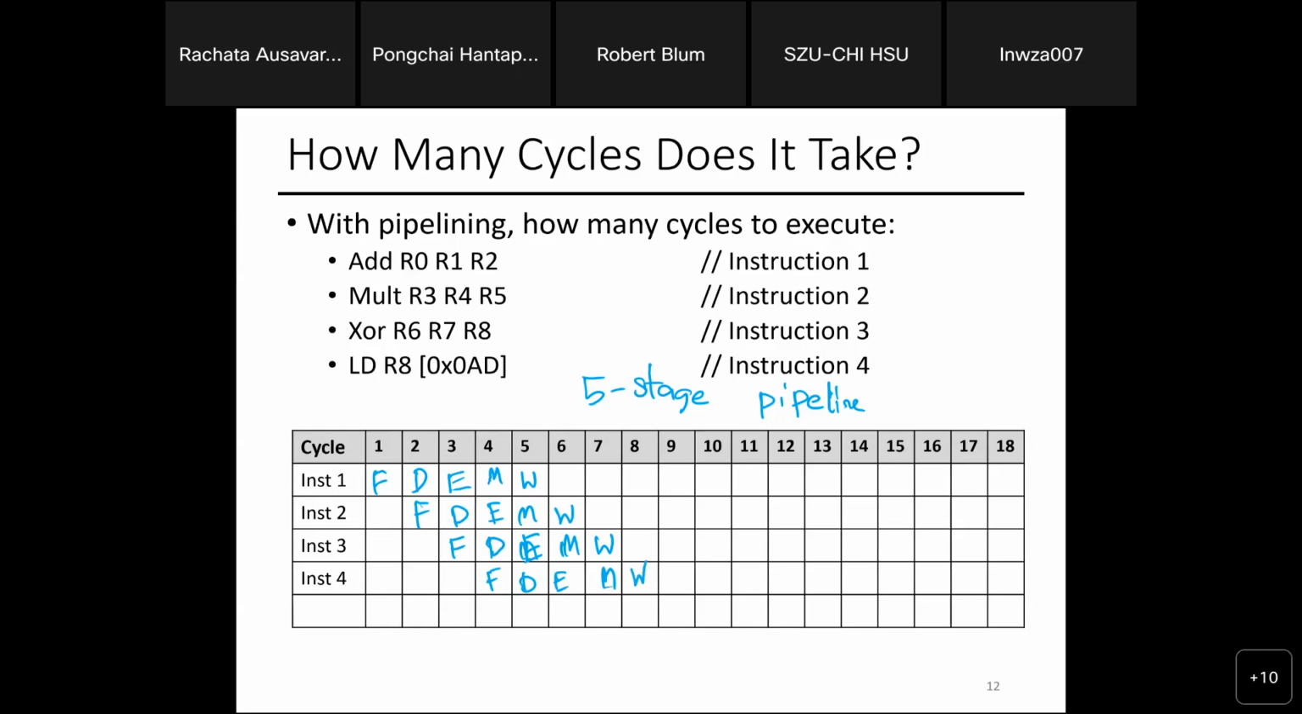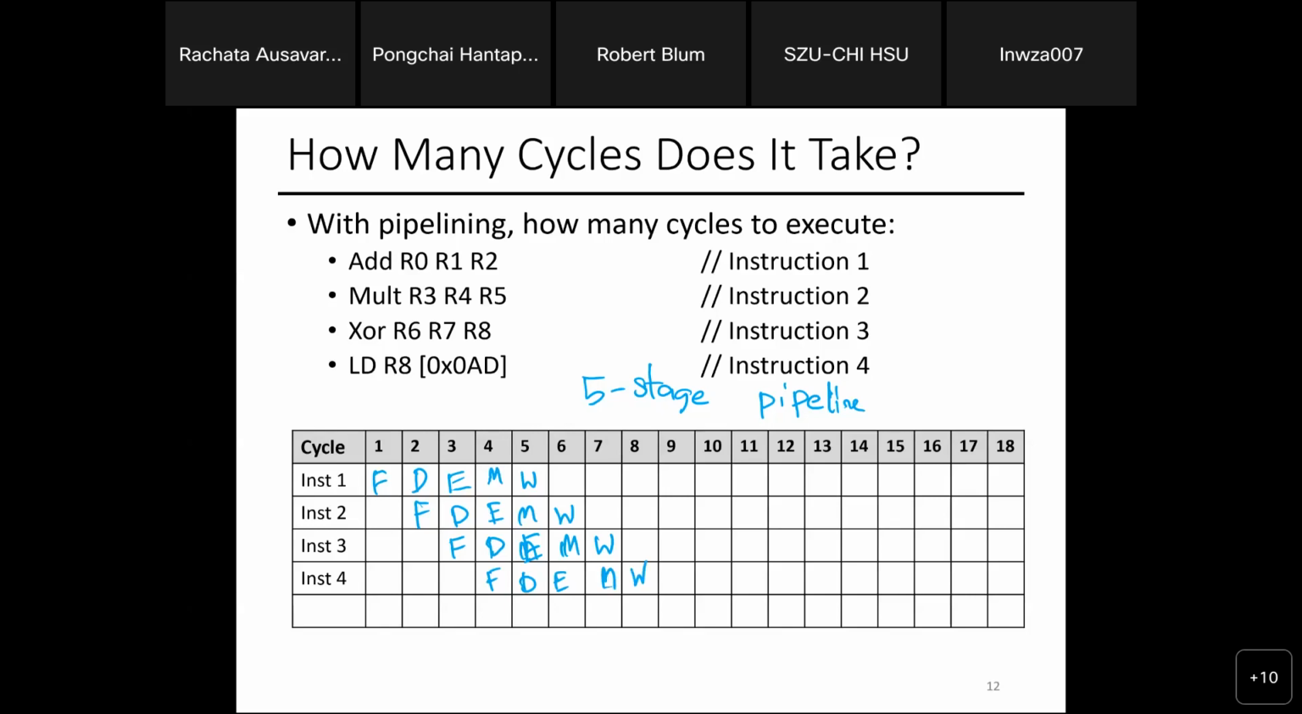So how long does this whole thing take? 8 cycles, right? If I do multi-cycle architecture, let's assume each stage is 1 cycle, that means each instruction takes 5 cycles. To finish 4, it's going to be 20 cycles. What's your speedup? 250% speedup. Is this a good design?